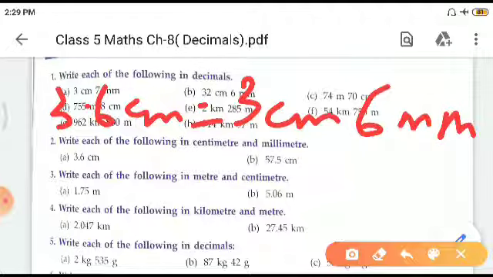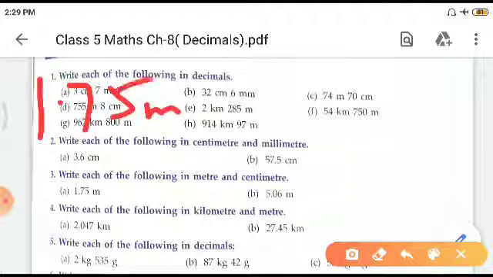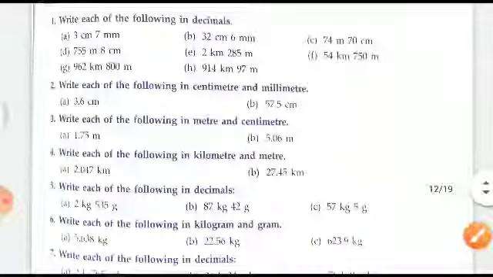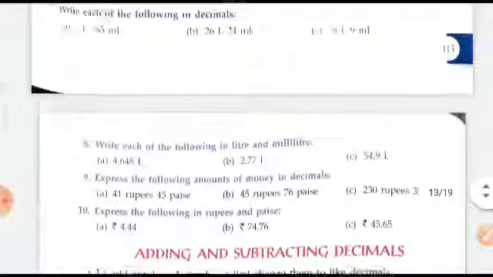Similarly it is for this one: 1.75 meter is equal to 1 meter 75 centimeter. And this is how you will be doing this exercise. Same as for liters and milliliters and all.